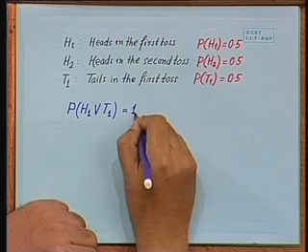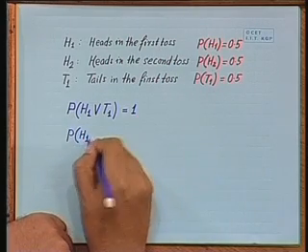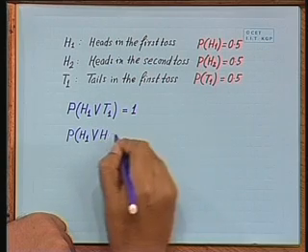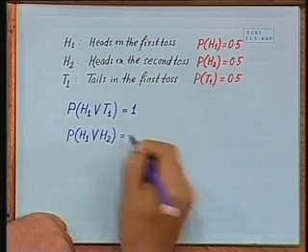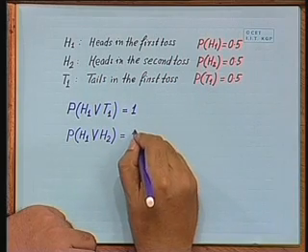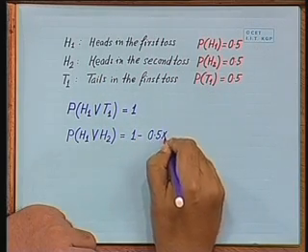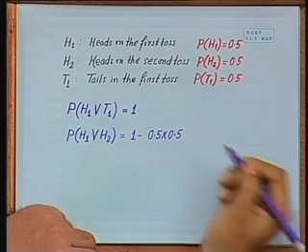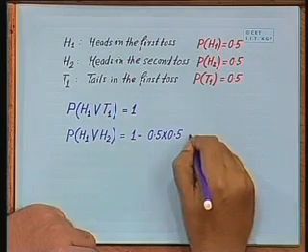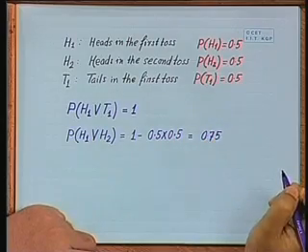1. Probability of head 1 or head 2 is 1 minus 0.5 into 0.5, so that gives me 0.75. Okay. So, this is problem number 1.